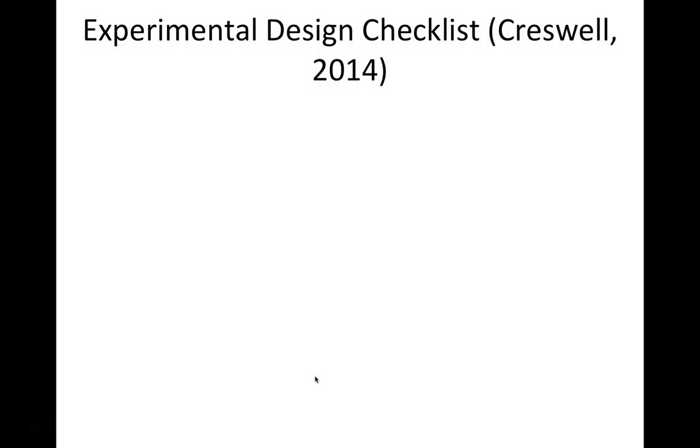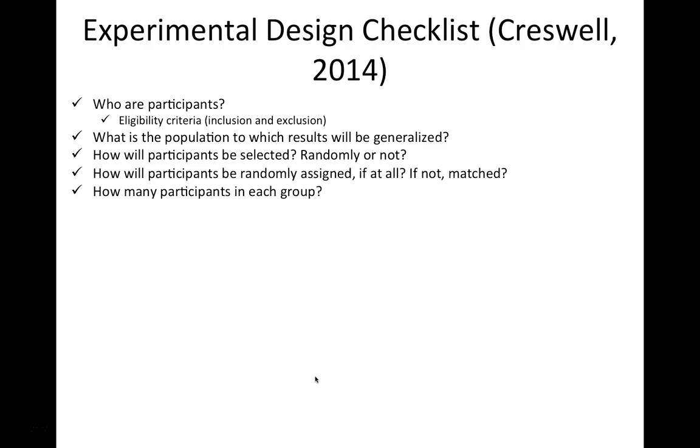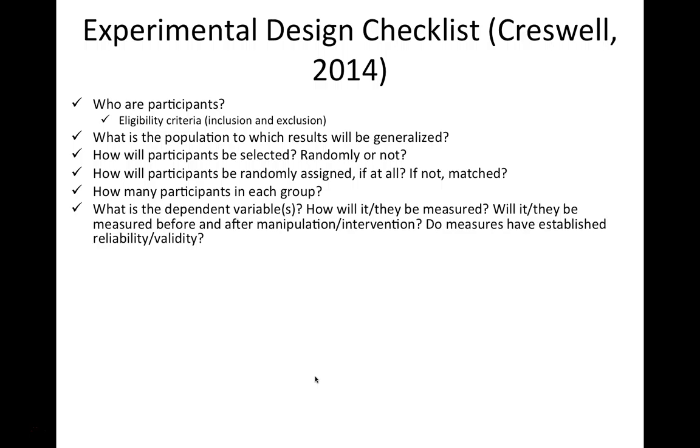So this is in the Creswell text that I uploaded, a quick experimental design checklist to think about all of these factors that are important for experimental design. So what our participants are, what are the inclusion-exclusion criteria, how will they be selected or assigned, how many people in each group, and we'll talk more next semester about power analyses. What are your dependent variables, how we measure them, do they have established reliability and validity, which we'll talk more about again when we get to instrumentation.